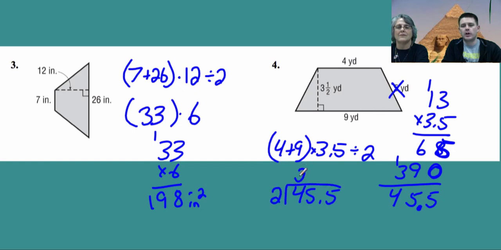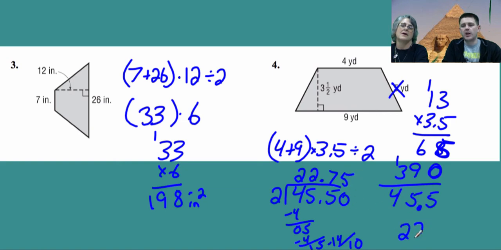And then last step is 45.5 divided by 2. 2 goes into 4 2 times. 2 goes into 5 2 times, which gives me 4. Left with a 15. 2 goes into 15 7 times. Pardon my scratch work down here, so I'm going to add a 0 at the end. 2 goes into 10 5 times. So we get an area of 22.75 yards squared. Did I get it right? Yep.